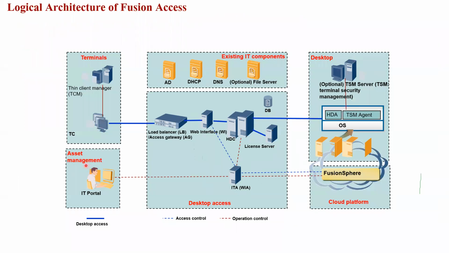This is asset management, means operation guide. What is the role of this one? It is directly communicating to this cloud platform. So the terminal end user is communicating on this path, right? But this asset management user is directly communicating to the cloud platform. The role of this one, this is the operation guys, who is managing the infra, the cloud infra, okay?